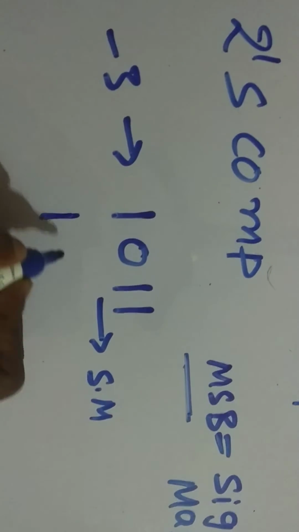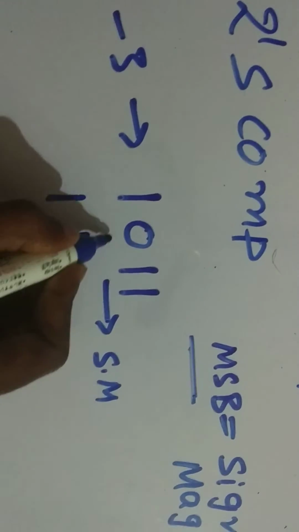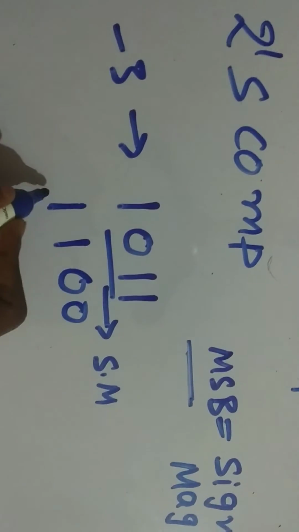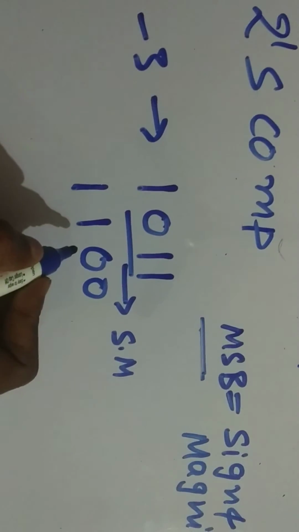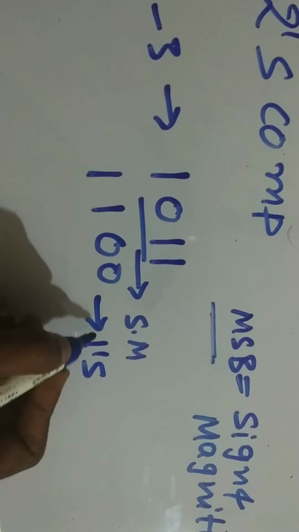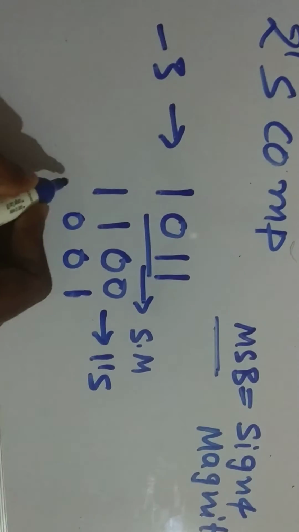So what's the 1's complement? Its 1's complement is 1. Only the magnitude needs to be converted. Don't forget that. Don't convert the sign bit. So this is in 1's complement form. Now from 1's complement we need to get 2's complement. That is, add one more 1 for this.